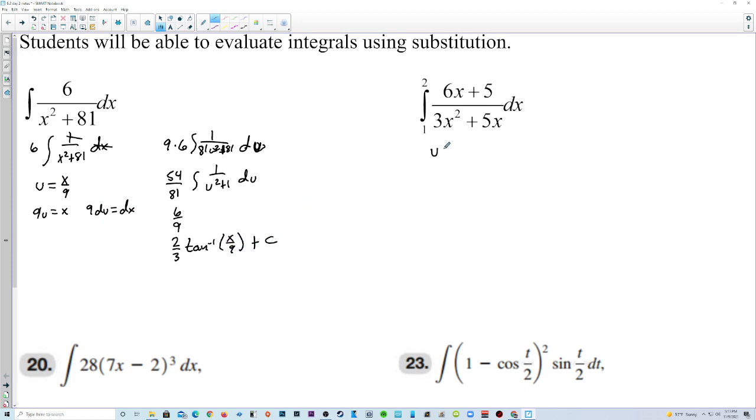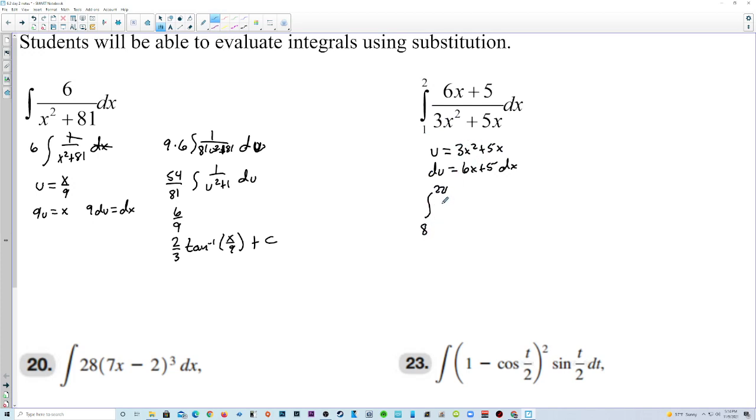Over here, let's let u equal 3x squared plus 5x, and du is 6x plus 5 dx. So we have exactly the derivative. We have a function and its derivative. Now we're going to integrate. Let's change these x's to u's. So when we plug in 2, we get 12 plus 10, 22. And when we plug 1 in, we get 3 plus 5, which is 8.